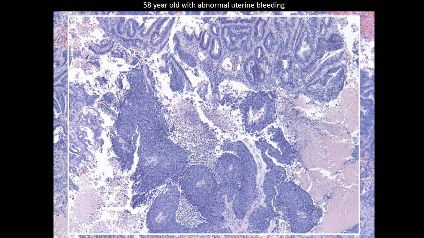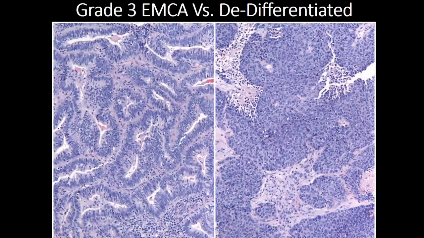And the longer you practice pathology, especially if you see a lot of endometrial samples, the more common this is going to become for you. You're going to find solid growth, and then the differential diagnosis becomes, well, is this a grade 3 endometrioid carcinoma or a dedifferentiated endometrial carcinoma?